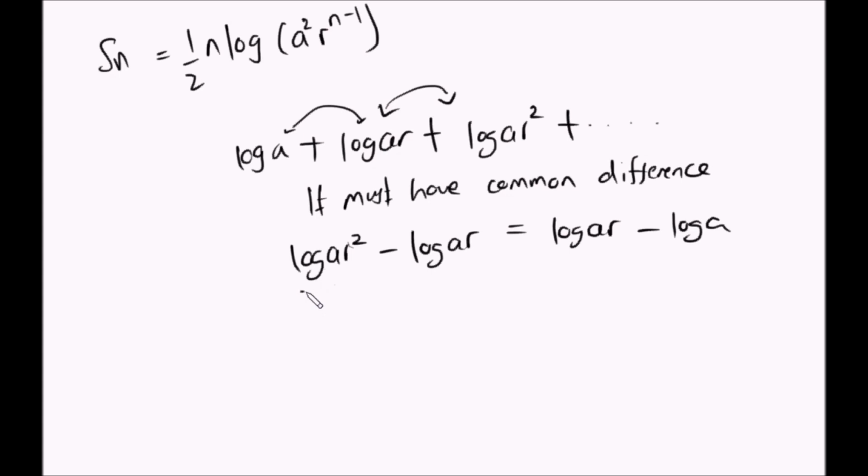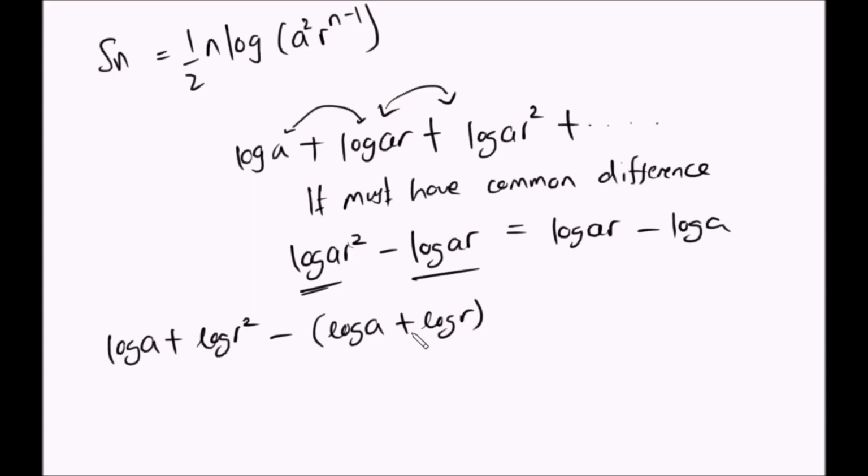Okay, so hii ni sasa na mtu aseme log a plus log r squared, hii hapa sawa, minus, so hapa tutakuwa tuna log a plus log r. Simona hii ni sasa na log a plus log r. So hizi ni laws of logarithms. And then hapa pia ni log a plus log r minus log a. So log a na log a kwa heri.